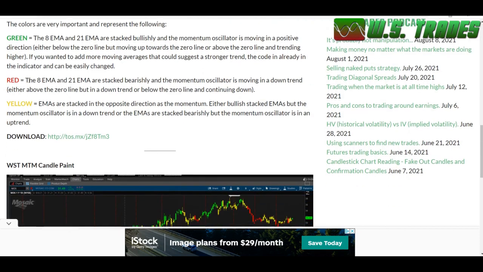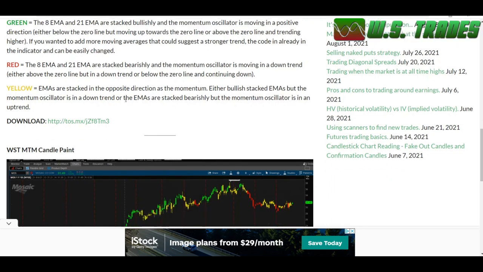But the red is the 8 EMA, 21 EMA are stacked bearishly, and the momentum oscillator is moving in a downtrend, either below or above the zero line, but in a downtrend, or below the zero line and continuing down. And yellow just means that the EMAs are stacked in the opposite direction of the momentum, either bullishly stacked EMAs, but the momentum oscillator is in a downtrend, or the EMAs are stacked bearishly, but the momentum oscillator is in an uptrend.